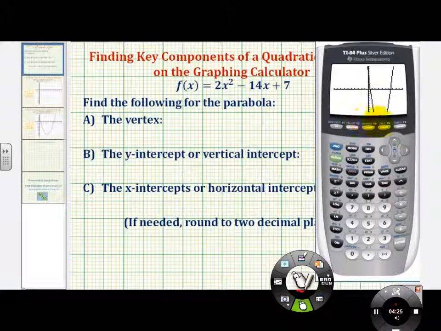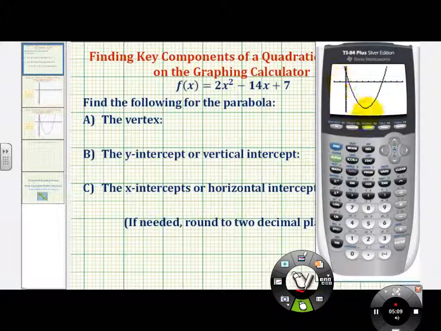But notice how we need to adjust the window now so that we can see the vertex. So we'll have to decrease the y minimum. We can also get rid of this piece of the graph by increasing the x minimum. So we'll press the window key. Let's increase the x minimum to, let's say, -2. We'll press enter until we reach the y minimum. Let's decrease this to -20. If this doesn't work, we can always come back and change these values again. So we'll go ahead and press graph. Notice how this is a pretty good window. Here's the vertex. Here are the two horizontal intercepts, or X intercepts. And here's the vertical intercept, or Y-intercept.